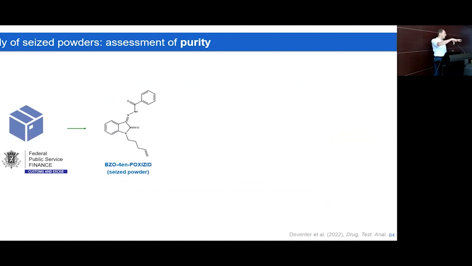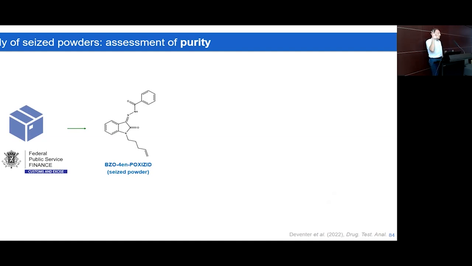Samples or packages are being flown in, and then they're being redistributed there, and then they go elsewhere to Europe. So it's a good place to encounter interesting packages. For instance, here, this is an example of BZO4-EN-poxizit. These are all horrible names. Actually, this is a China ban evading synthetic cannabinoid.